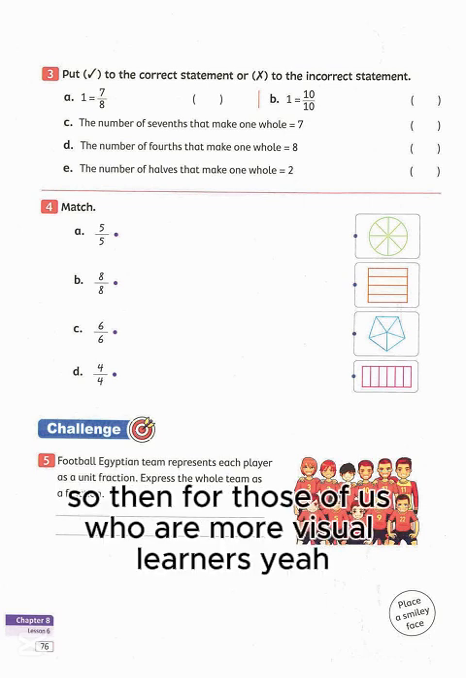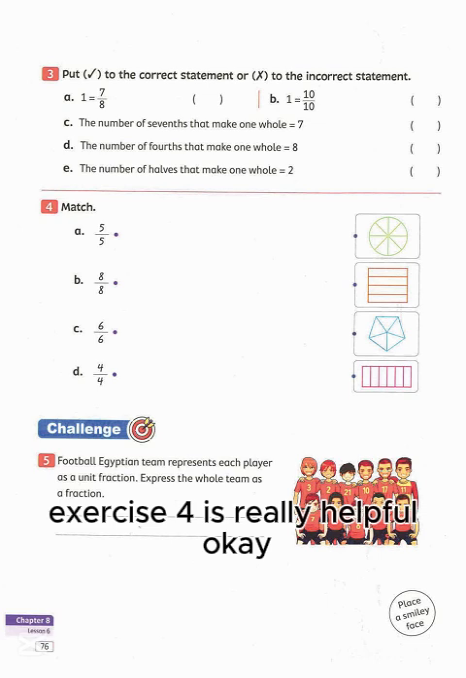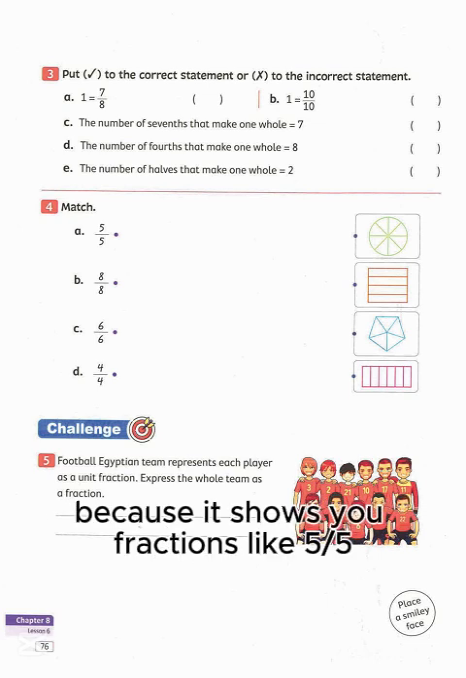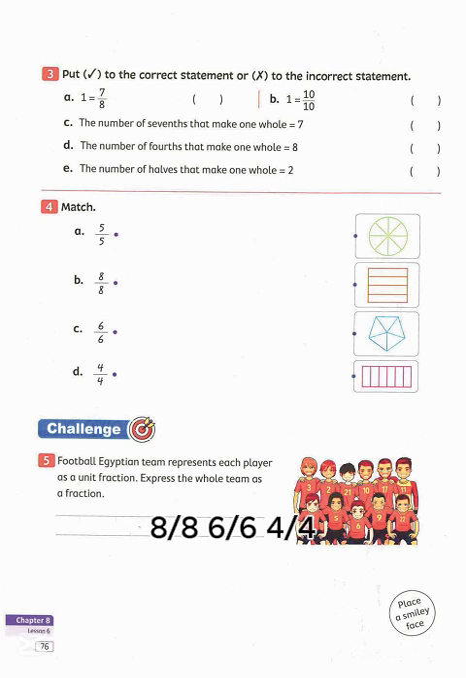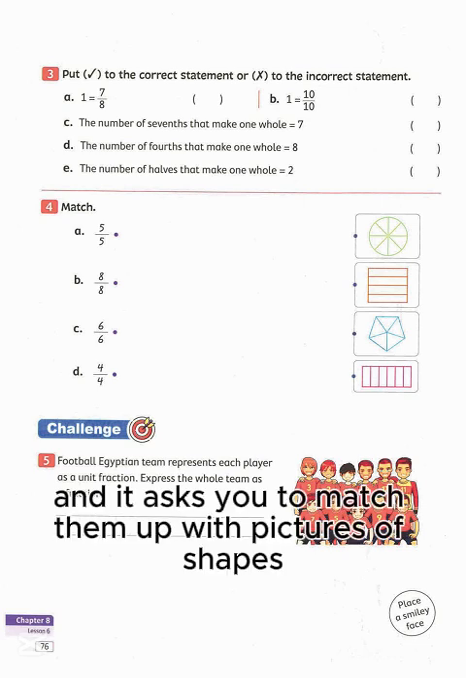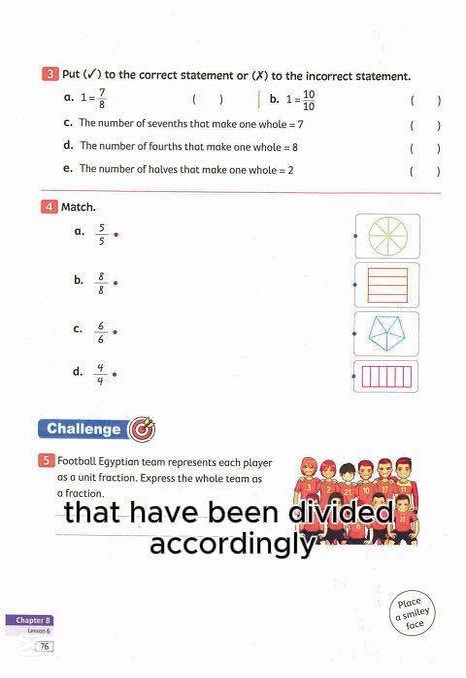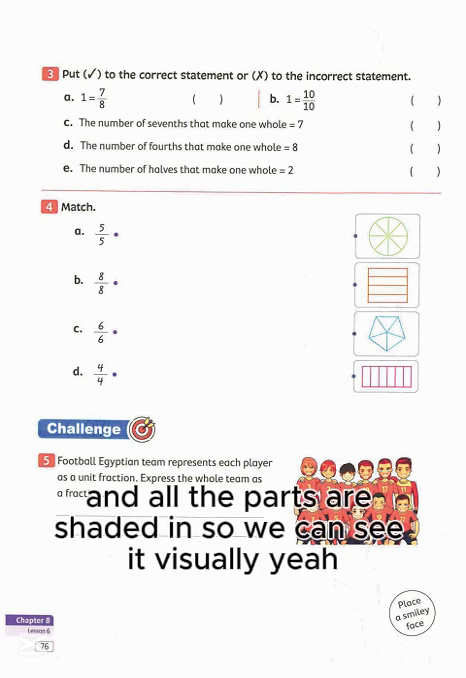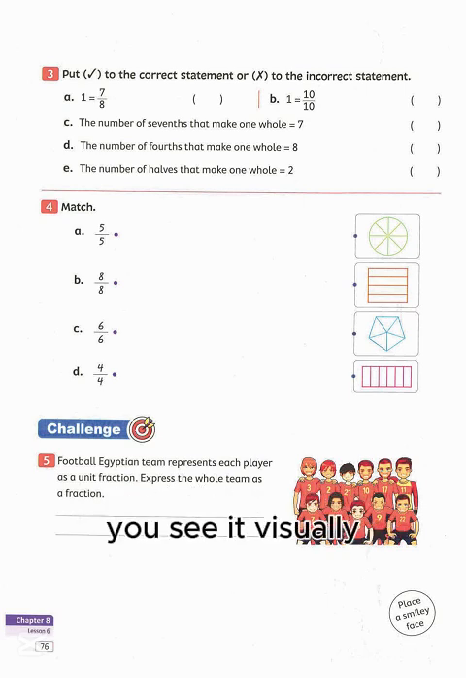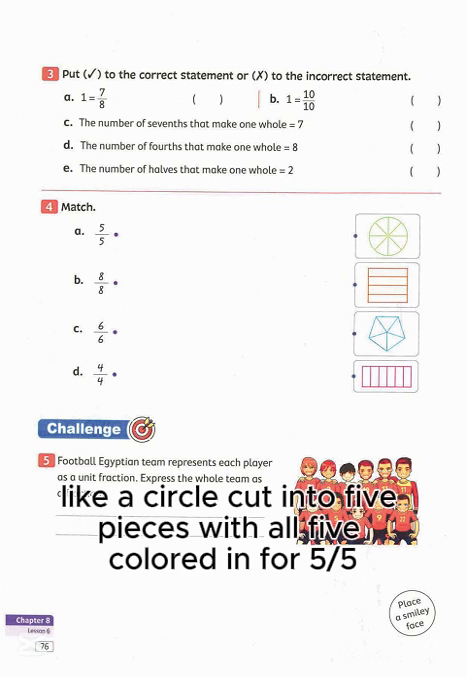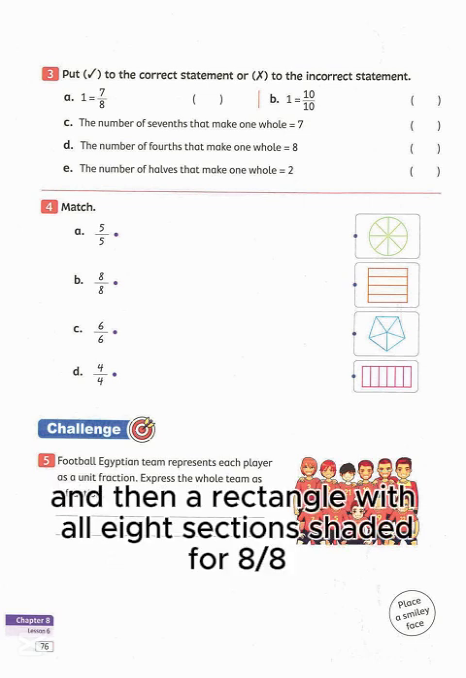So for those of us who are more visual learners, exercise 4 is really helpful because it shows you fractions like 5/5, 8/8, 6/6, 4/4, and it asks you to match them up with pictures of shapes that have been divided accordingly. All the parts are shaded in, so you see it visually. You see a circle cut into 5 pieces with all 5 colored in for 5/5, and then a rectangle with all 8 sections shaded for 8/8, and so on.